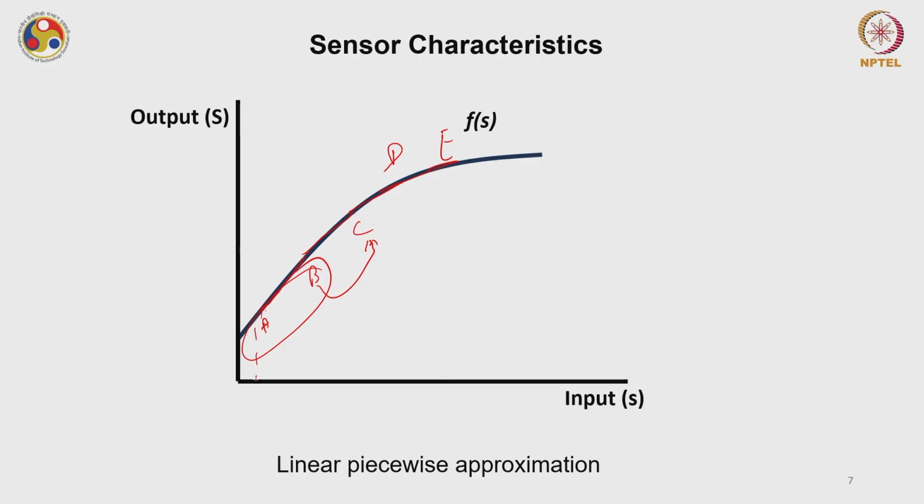For every region, I can have an input characteristic, say input S1 to S2, and for that I can have an output characteristic, so this is capital S1 to capital S. Similarly, I can find it for the regions B and C, C to D, and D to E. For any shape of transfer function, I can do this linear piecewise approximation. So now I have a basic understanding of a transfer function.